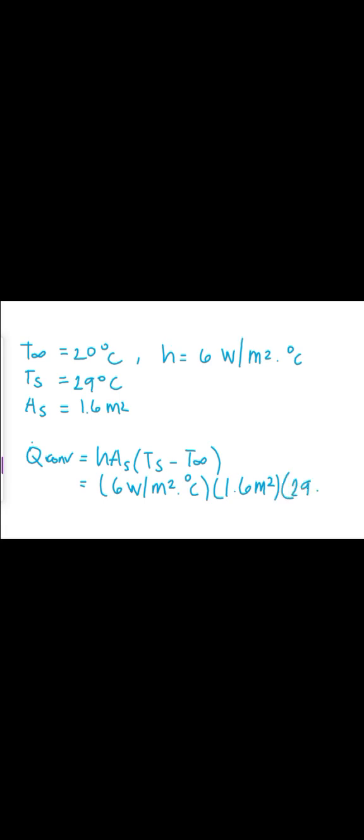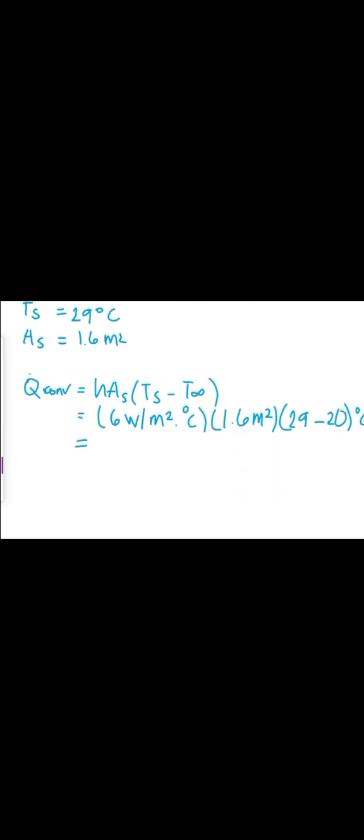We will substitute the values. So first, the value of our h is 6 watts per meter squared degrees Celsius, and then the value of our surface area is 1.6 meters squared, and then our temperature, 29 minus 20 degrees Celsius. In calculating this, we can get the answer 86.4 watts.